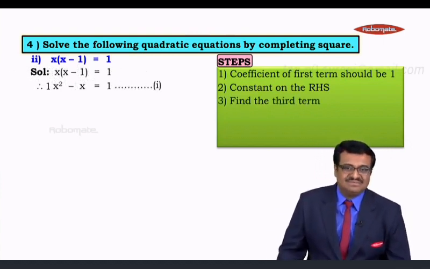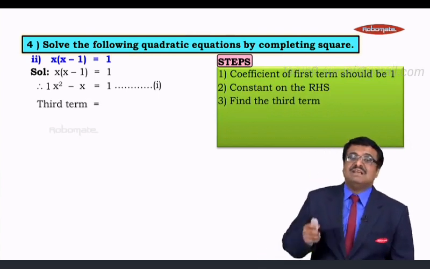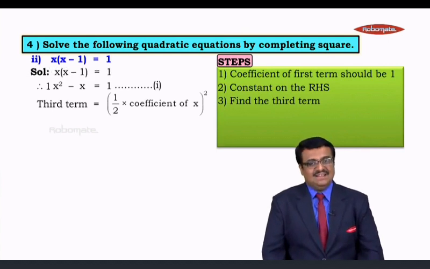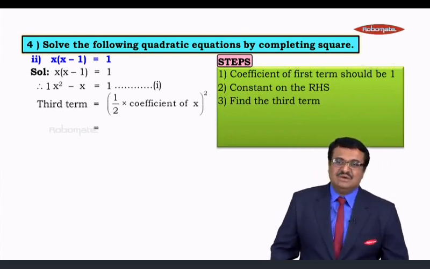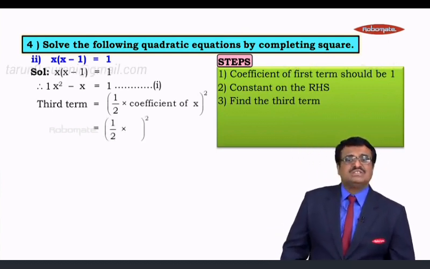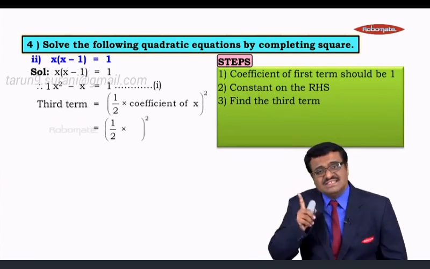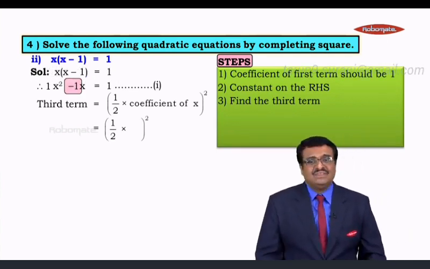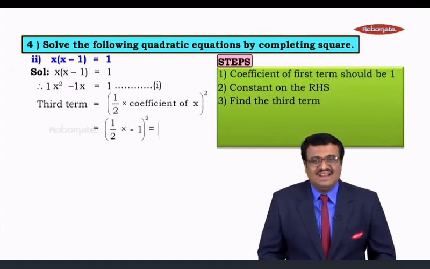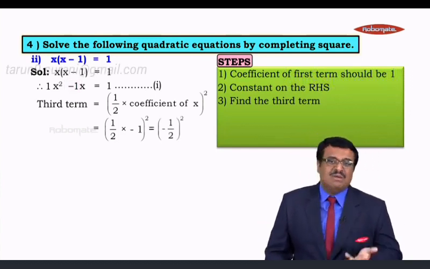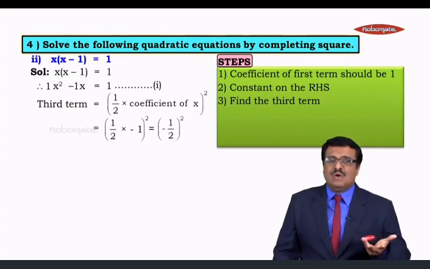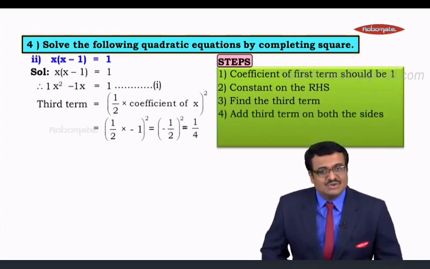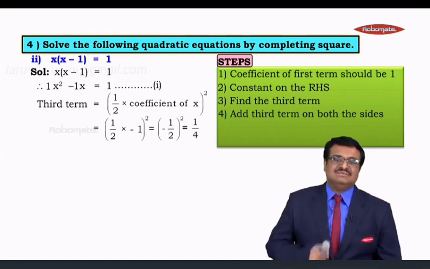Find the third term. What is the third term? Third term is given by the formula. What is the formula? Half into coefficient of x the whole square, right? Which is equal to half into, what is coefficient of x? The number which is there with that x, which is minus 1. So half into minus 1 the whole square, right? So what we get? Minus 1 by 2 the whole square, and minus if you square it becomes plus. So what you get? It is 1 by 4. So add this third term on both the sides of this equation 1.